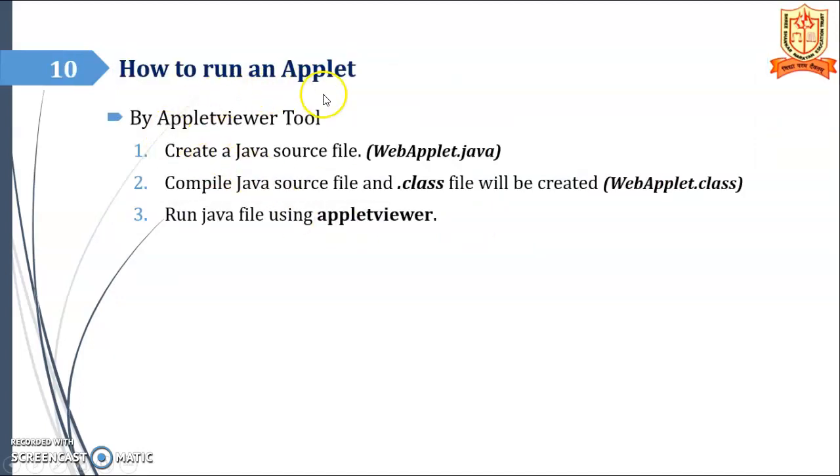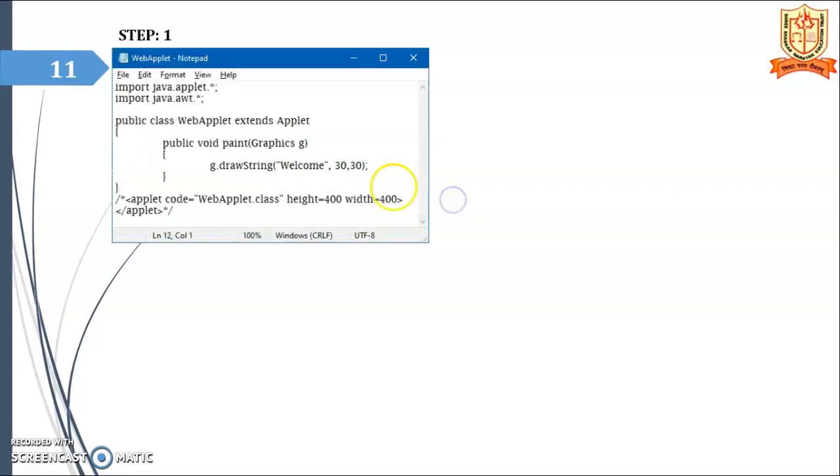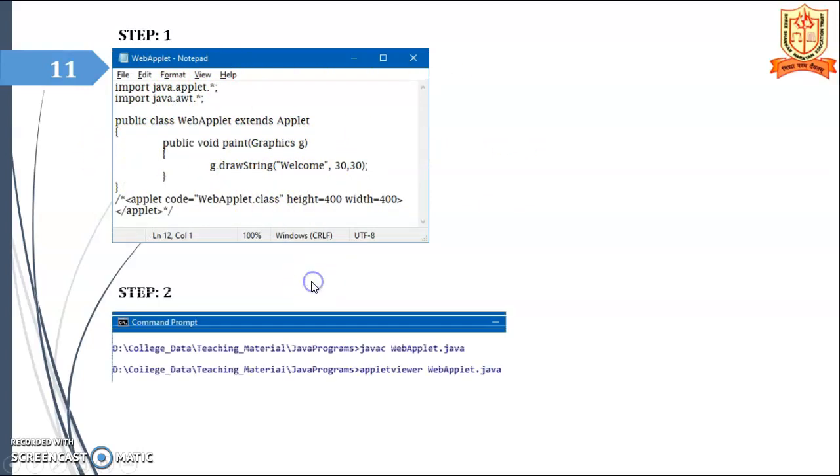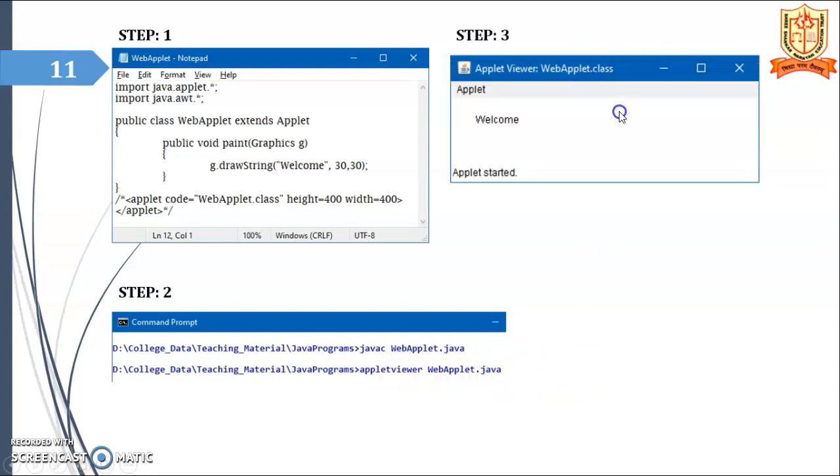Next is how to run an applet using the applet viewer tool. Now this is more simple. The first two steps are the same, like creating a Java file and compiling, and a class file will be created. Next, you run the file using the applet viewer. Now this is how it is done. Step 1, similar to the previous one, this is my Java source file. Next, after compiling, I will write another command, that is, appletviewer and again the name of my Java file. So appletviewer webapplet.java. When I press enter, I will get a window like this.